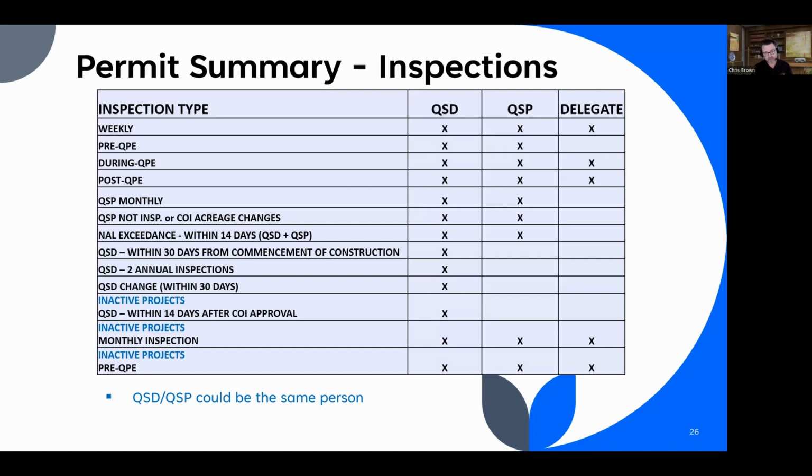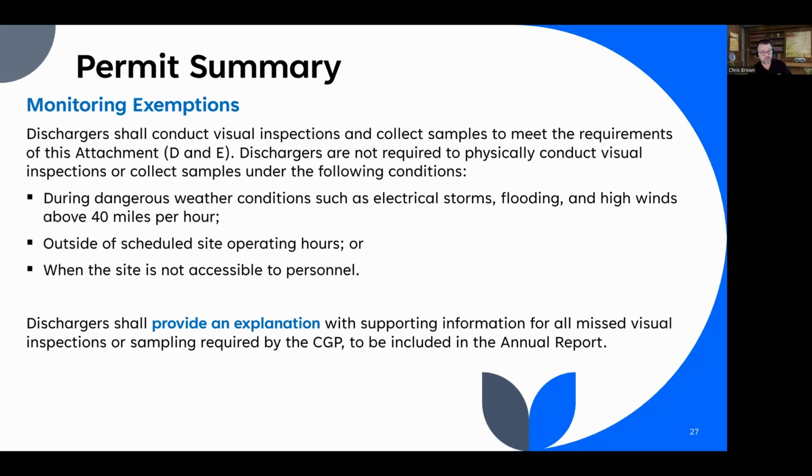But look at this inactive thing right down here. When we file for that inactivity and it gets approved, it triggers that QSD inspection within 14 days, and we can move to this inactive inspection frequency. Remember, sampling is suspended. We move to this monthly and pre-QPE, but look over here. The delegate can perform these inspections, even the pre-QPE. I double checked this in the permit, okay? And so it's definitely there. So that's nice. And so for this long stabilization of that hydroseed, the delegate can do this, remember the QSP is still reviewing their work.